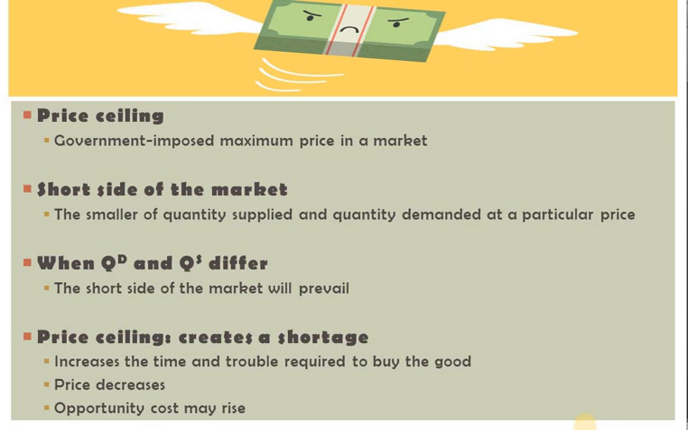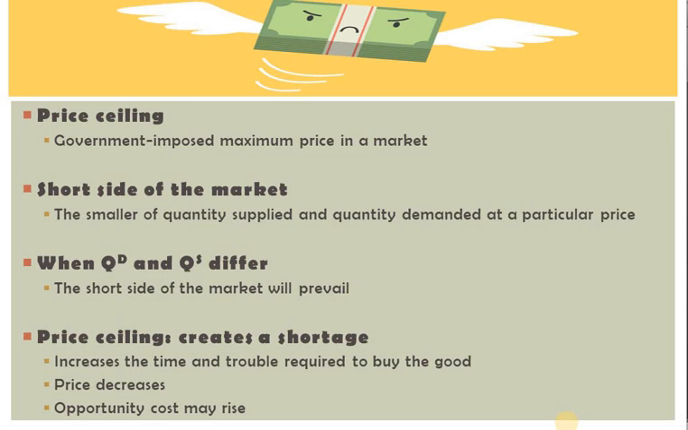Ibig sabihin, pag nag-price ceiling na si government, it's either marami kang supply, it's either konti ang supply mo, it's either konti ang demand mo, yung price mo, dapat follow ka pa rin kay government. It doesn't matter about the quantity of your supply and the demand. Okay? Next, when quantity demanded and quantity supplied differ, the short side of the market will prevail. And next naman, price ceilings create a shortage.